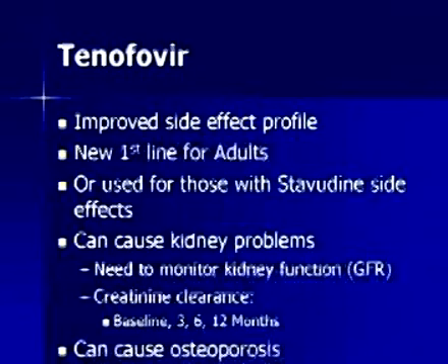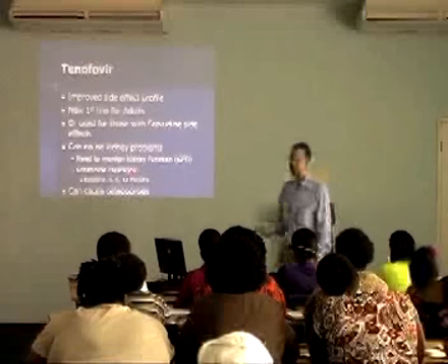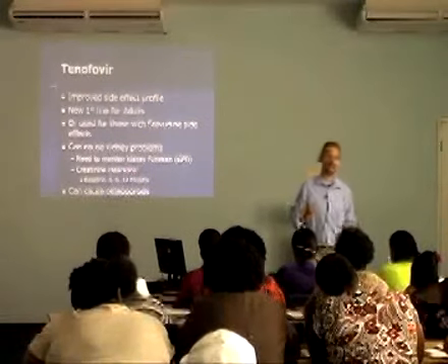Tenofovir is a new part of the new guidelines, a new medicine in South Africa, and it was added to the repertoire because of its improved side effect profile. It's very, very low side effects with tenofovir. It's the new first line for adults, or also used for those who are having toxicity or at high risk for toxicity in patients taking stavudine. The main side effect it can cause is kidney problems. And that's why we need to monitor kidney function through this test called a GFR, glomerular filtration rate, or creatinine clearance. It's not a test that you can just measure, you have to calculate it.